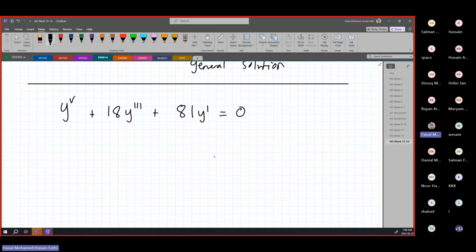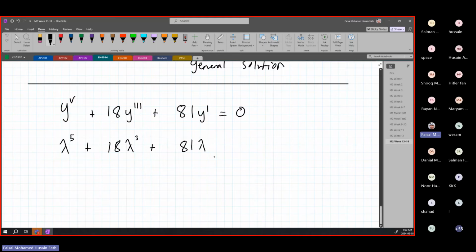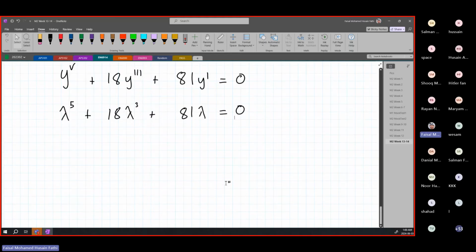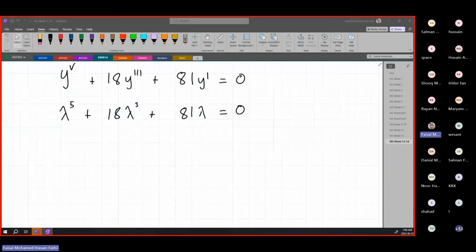So first, let us find it in terms of lambda. So it's lambda to the power of 5 plus 18 lambda to the power of 3 plus 81 lambda is equal to 0. This is the first step, all right? Always your first step is making sure you know how to go into auxiliary form. Okay?